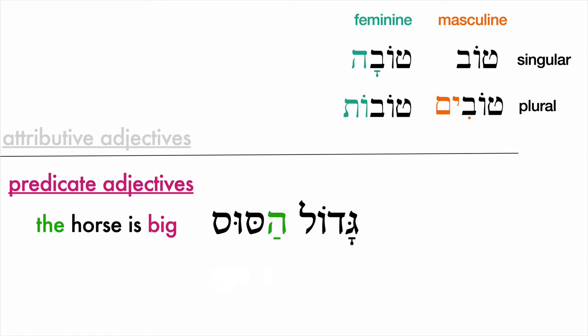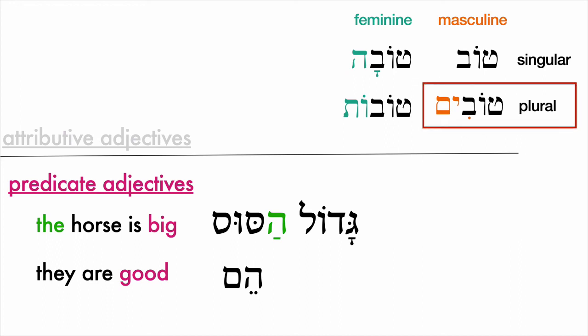Let's do this with a plural. They are good. We'll change our adjective to good. The word for they in Hebrew is hem. And what form of good do we want? It's plural now, so we want tovim. Tovim hem. They are good.